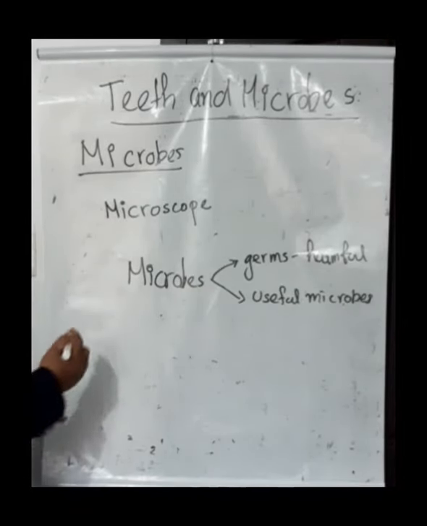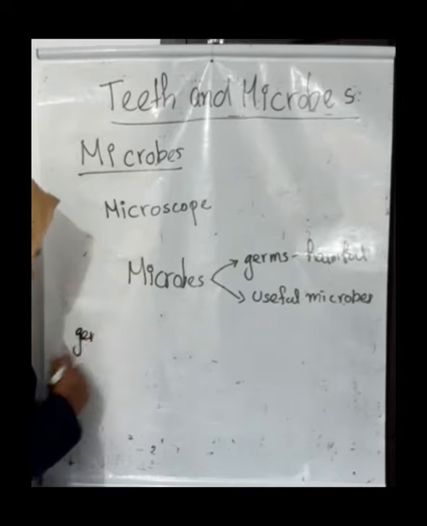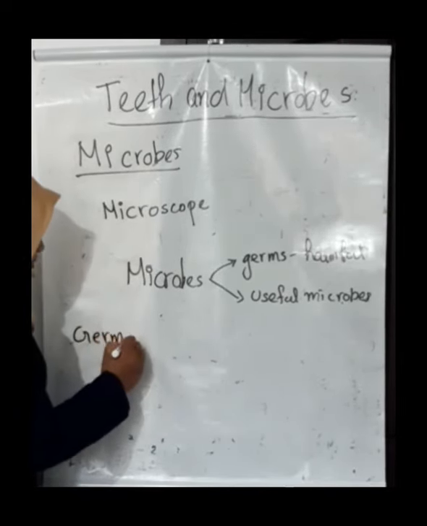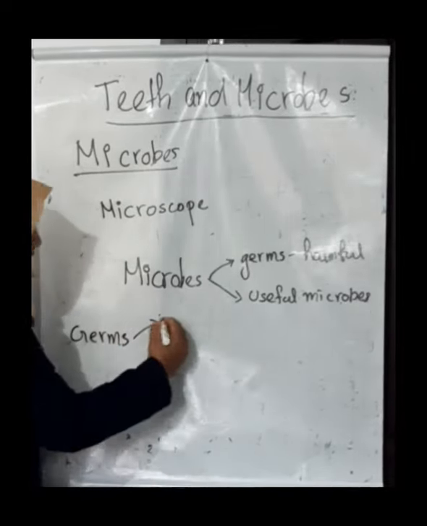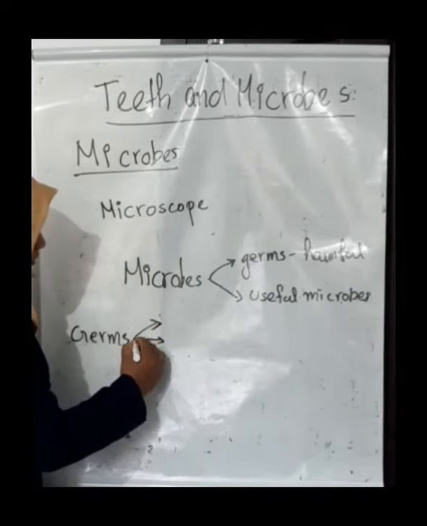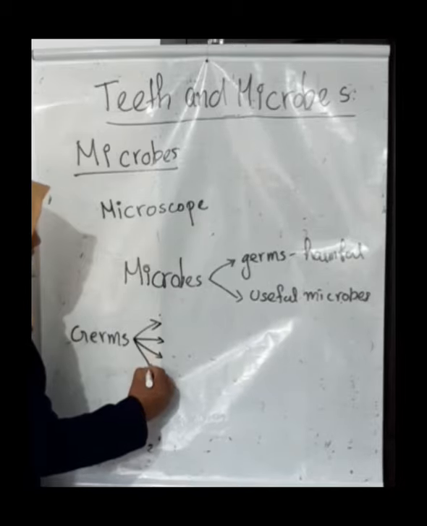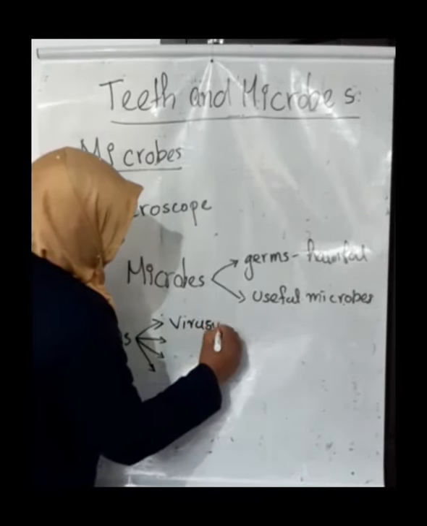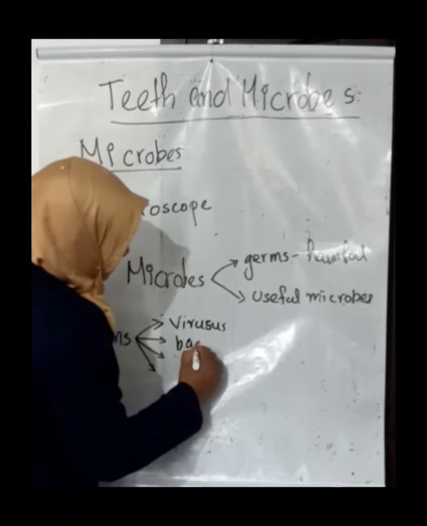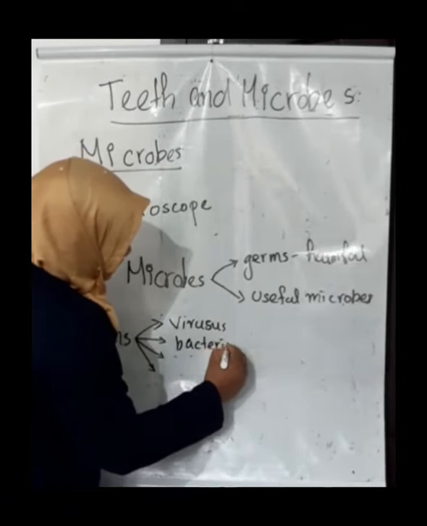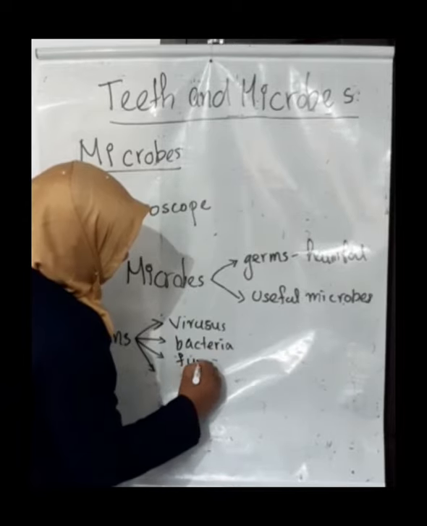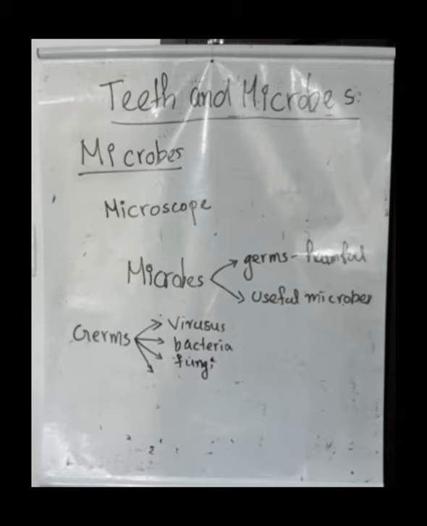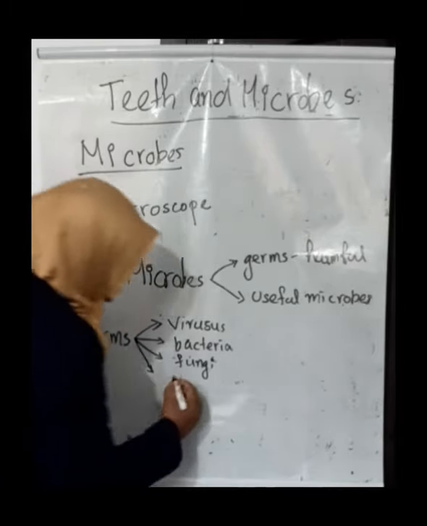There are 4 types of germs. We have 4 types of germs and they are viruses, bacteria, fungi and protozoa.